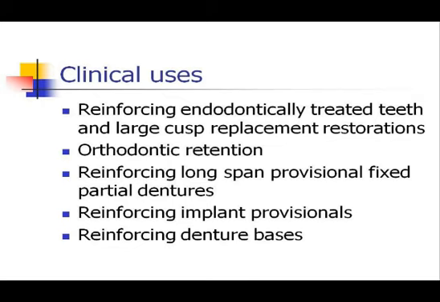Fiber's been described for use for orthodontic retention, for reinforcing long-span provisional fixed partial dentures, reinforcing implant provisionals, and in fact, reinforcing denture bases, and also reinforcing occlusal appliances. Fiber embeds itself within the resin itself, it becomes chemically incorporated, it creates a laminated structure to make the resins themselves stronger than if no reinforcement material was in them at all.